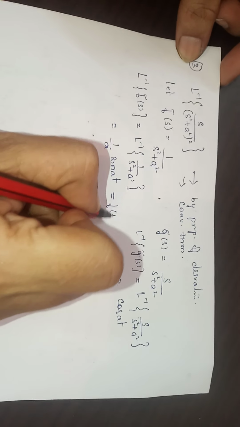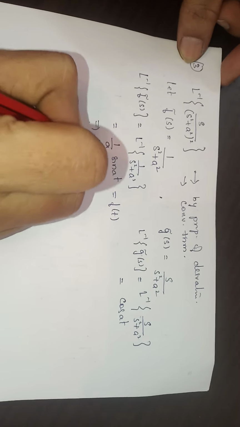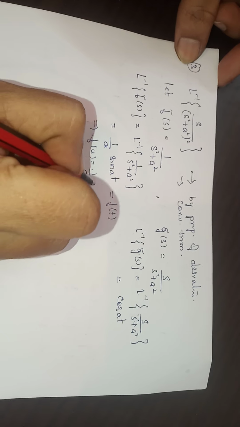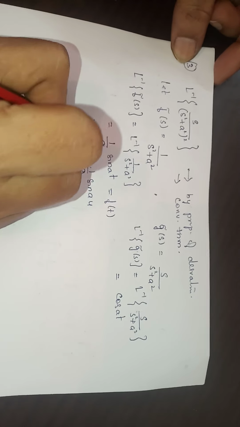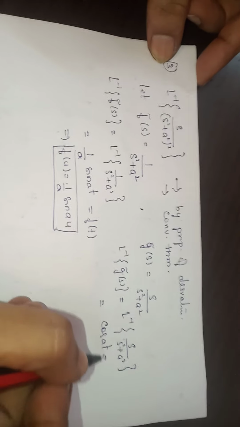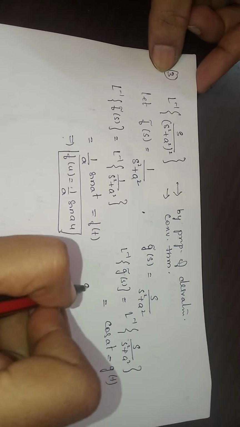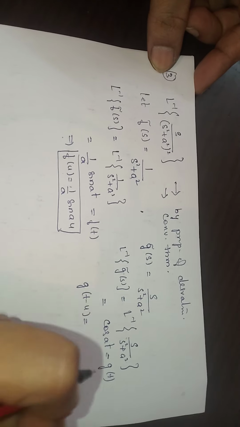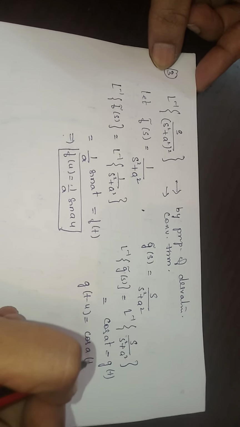So now either one you can choose. This is your f of t. So this implies f of u will be equal to 1 by a sine au. You write this in the beginning so that you don't get confused. And this is your g of t. So g of t minus u will be equal to cos a into t minus u.